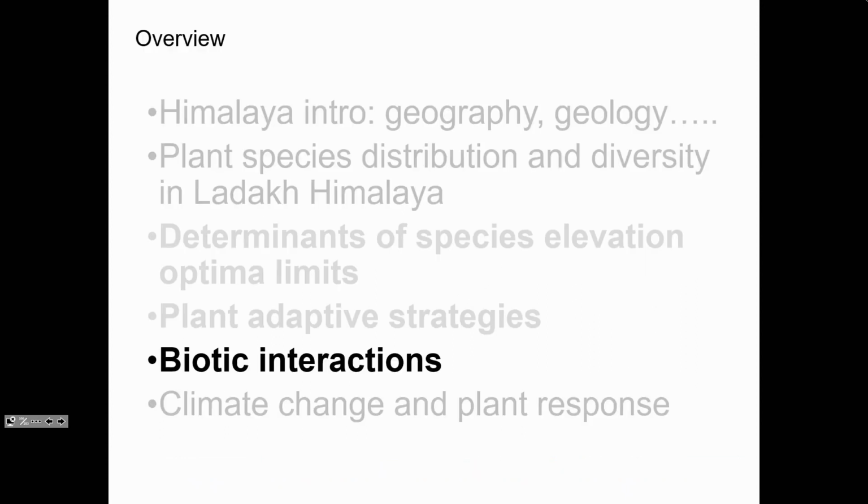An interesting topic is to look at the biotic interaction, because what I said so far may be heavily influenced by species diversity and species distribution through biotic interaction. Just a few examples.